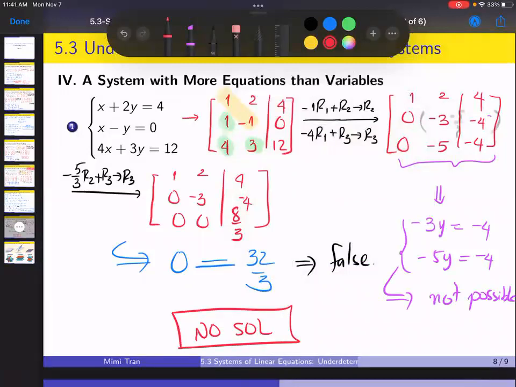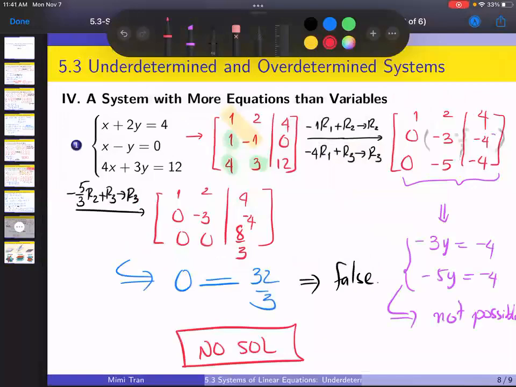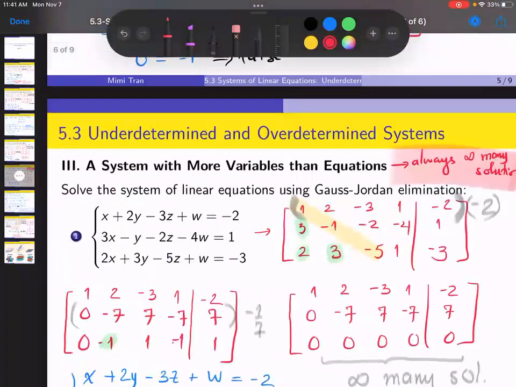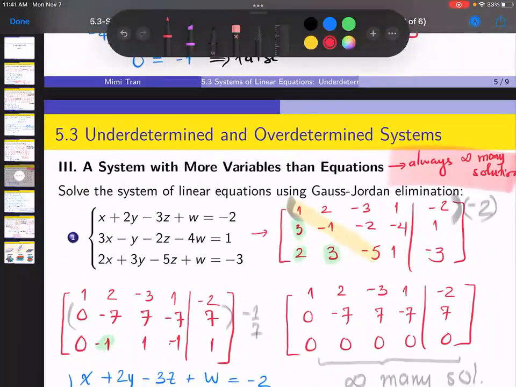So you see the skinny case where I give you more equations than variables, you have no solution. But if it's the other way around, if I give you more variables than equations, there are infinite solutions, right?